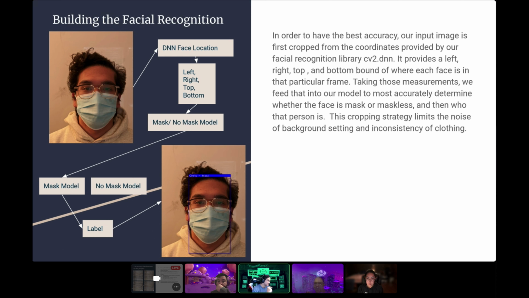So once we have the cropped faces, we transfer that to the mask no mask model, and depending on the prediction, it would either be input as a mask model or no mask model. Then the models will label and add a rectangular bounding box inside of the original images. If there are multiple images, each face would go to a particular model and be labeled as so.